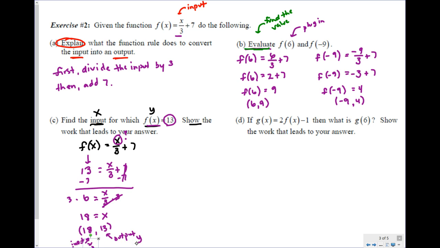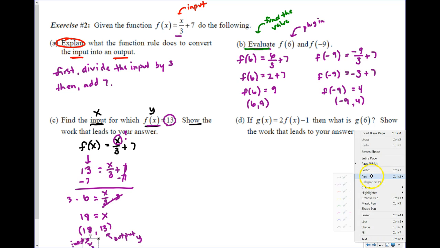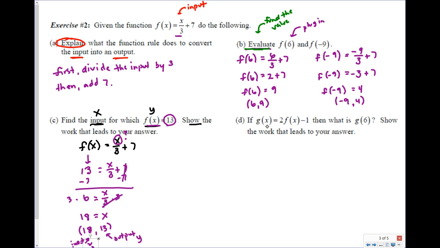Alright? And finally, letter D says, if g of x equals 2 times f of x minus 1, then what is g of 6? Show the work that leads to your answer. So suddenly now this is saying, look, I'm introducing a new function g of x. I still need to think about my old function f of x, but I'm thinking about another function g of x. So this says that I want to multiply 2 times f of x and then subtract 1.